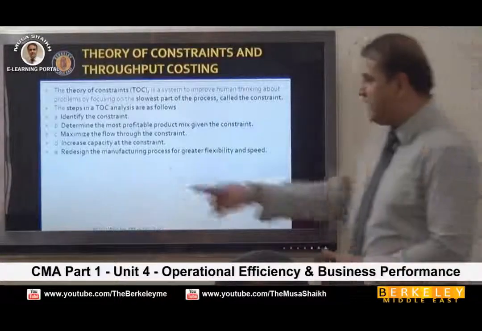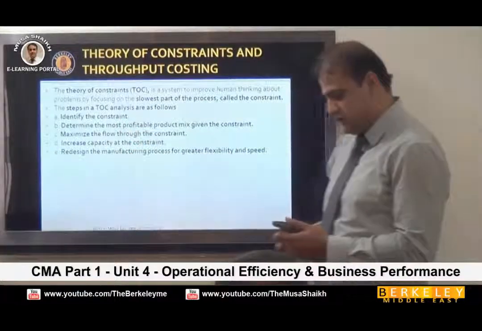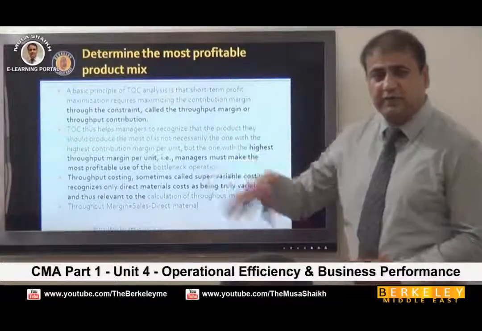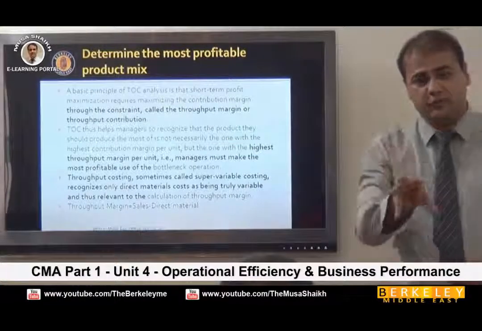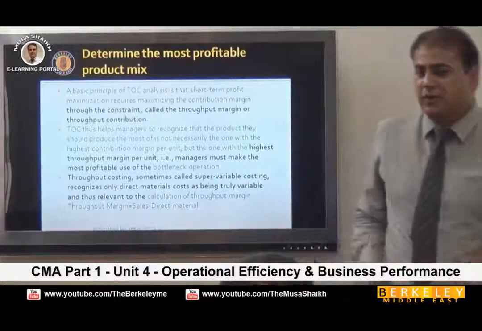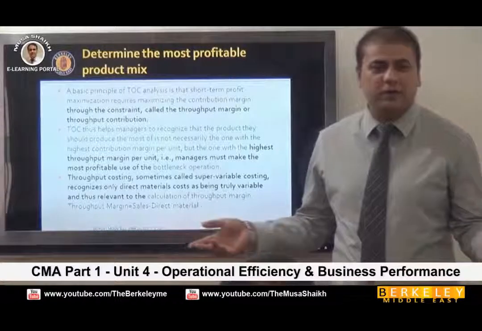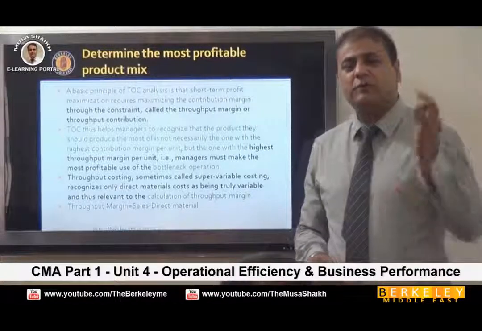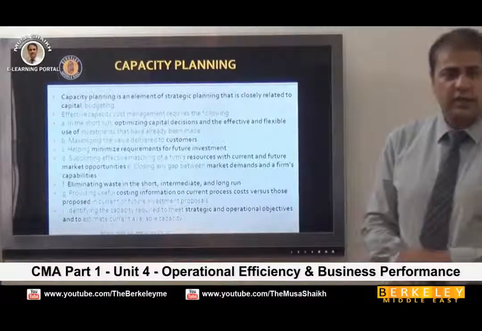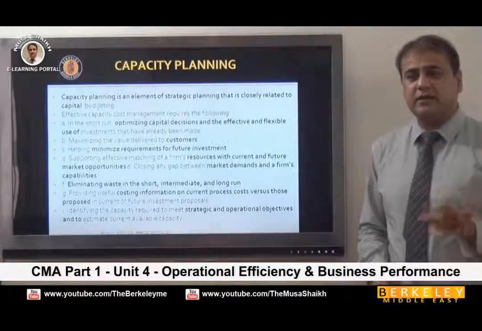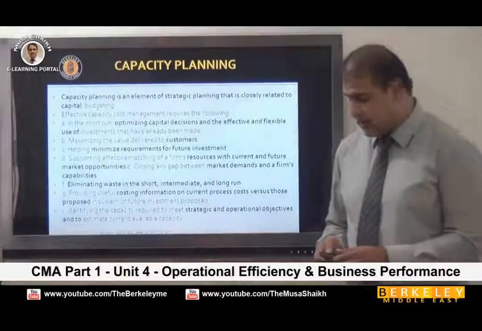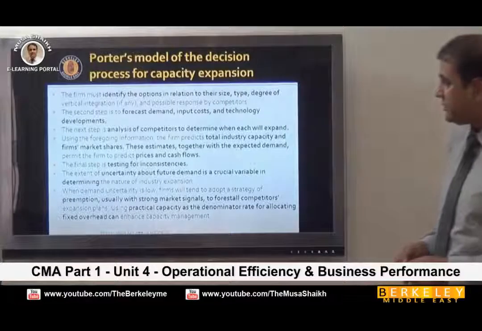Now I will explain one by one all that, determine the most profitable next. How to determine the most profitable means which product is more profitable. Who is the most VVIP? For example, we have one door and there are 20 people standing in the queue. So who will pass first? This is the strength of your company, and how the competitor is going to utilize this opportunity. These all things are very important to work out.